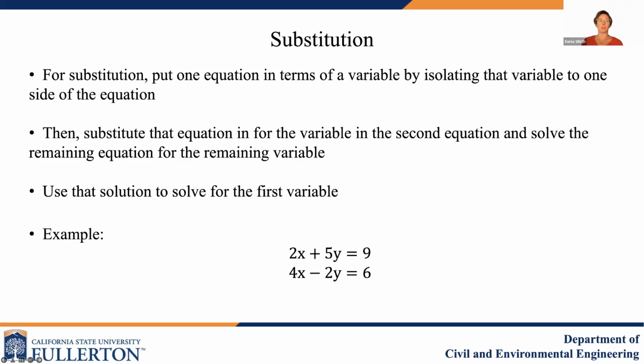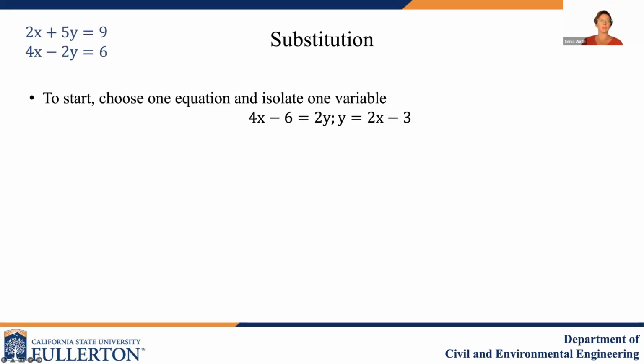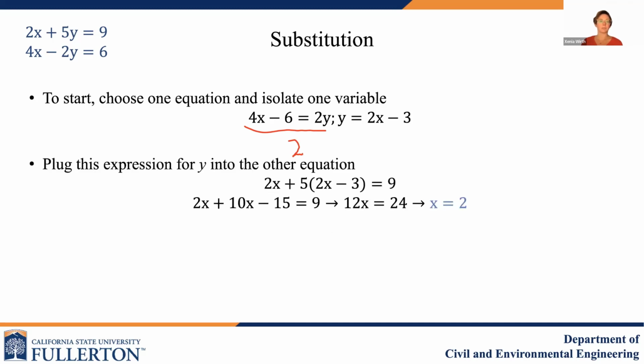So we have two expressions here, 2x plus 5y is equal to 9, 4x minus 2y is equal to 6. To start, let's choose one of these two equations and isolate one variable. I'm going to choose 4x minus 2y is equal to 6. I'm going to rearrange so that y is by itself on one side. Subtract 4x from both sides, add 6, and then I'm going to divide everything by 2. So we divide everything in this equation by 2, and we achieve y by itself, where y is equal to 2x minus 3.